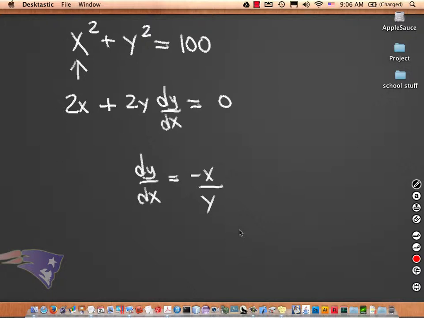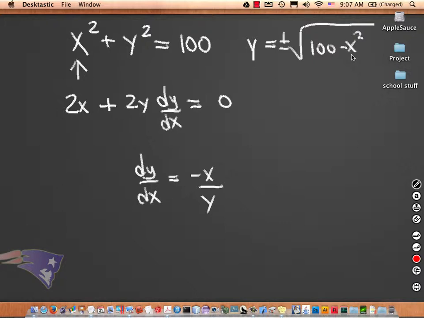Okay, so then we can solve for y in terms of x. So y would equal plus or minus the square root of 100 minus x squared. Now please understand that y is not a function. It's a relation because we have both the plus and the minus root. So it doesn't pass the vertical line test.